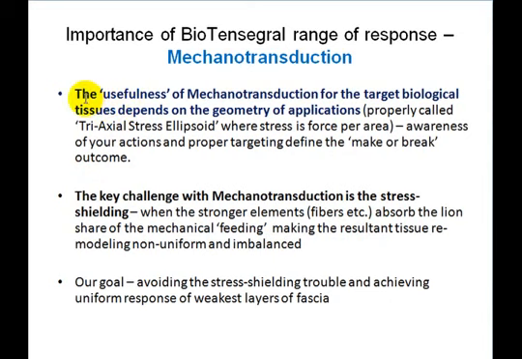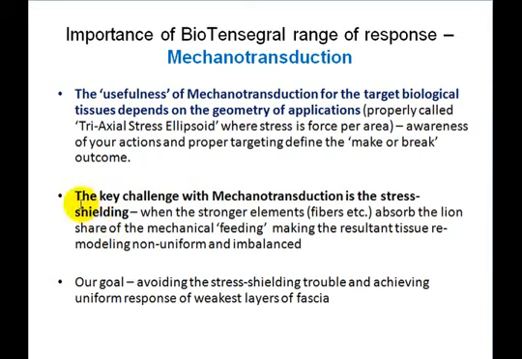The usefulness of mechanotransduction for the target biological tissues, namely for the weak fascia structures in your child's body, depends on the geometry of application, on this profile of loading. The proper name for this is the triaxial stress ellipsoid, where stress is force per area, but I'm not going to load you with this. You just need to understand it has to be the biointegral range. In that sense, awareness of your actions and proper targeting define the make or break outcome, whether you bring good or whether you're doing something wrong and actually add damage, right?